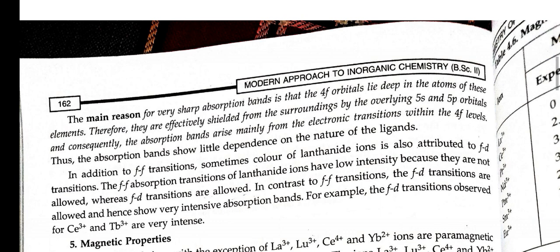In addition to f-f transition, sometimes the color of lanthanide ions is also attributed to f-d transition. The f-f absorption transitions of lanthanide ions have low intensity because they are not allowed, whereas f-d transitions are allowed. In contrast to f-f transitions, the f-d transitions are allowed and hence show very intense absorption bands. For example, the f-d transitions observed for Ce3+ and Tb3+ are very intense.